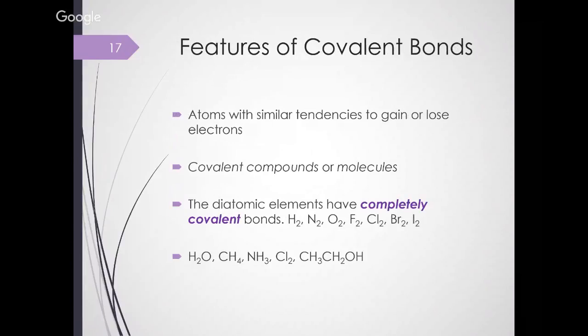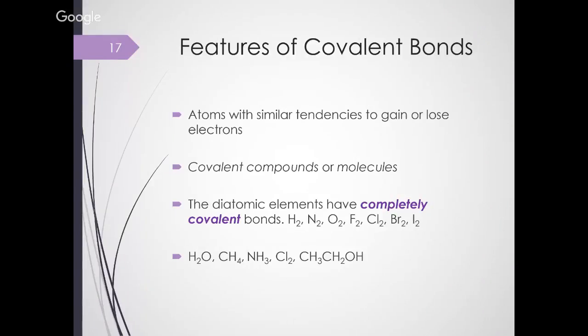So that covers ionic compounds. So now how about covalent compounds? These atoms have similar tendencies to gain or lose electrons. And really, we're looking at elements that really want to gain electrons. If I'm nitrogen, I want 3. If I'm fluorine, I want 1. So who's going to win that battle?